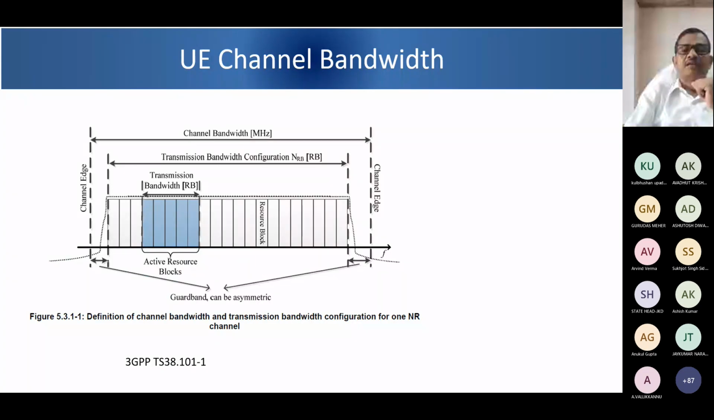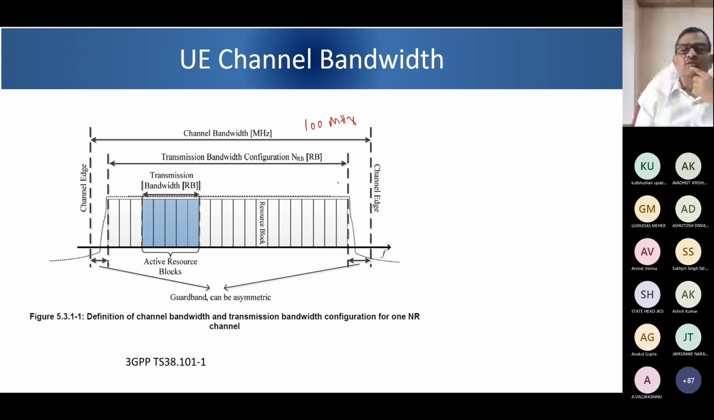Before that, let us understand the channel bandwidth. So what is channel bandwidth? When I was saying 100 megahertz, I was talking about this one. If in a particular band, a certain chunk of spectrum is given to me as an operator by, say, DOT, that is my channel bandwidth. So in our example, it was 100 megahertz.